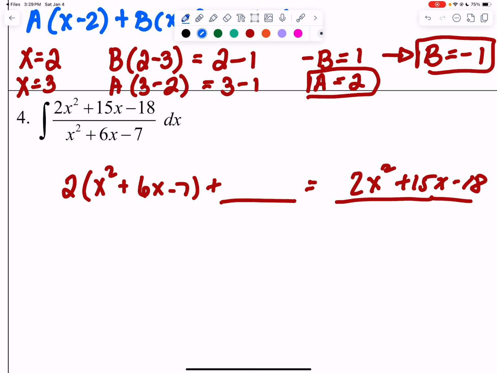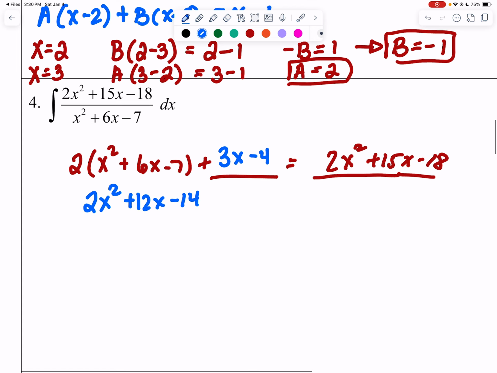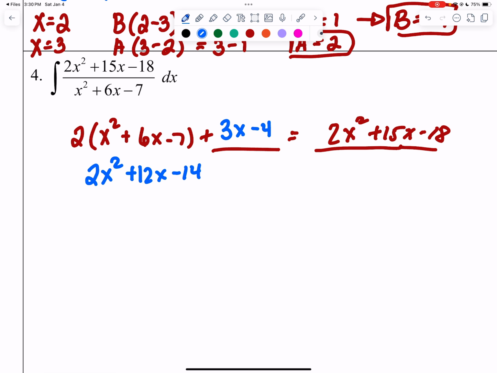Now, if I were to simplify this, I'm going to get 2x squared plus 12x minus 14. That means that for my end goal, I need 3x more, from 12 to get to 15, and I need negative 4 more to get from negative 14 to negative 18. Now, to rewrite this as my integrand, I'm just rewriting the numerator now.